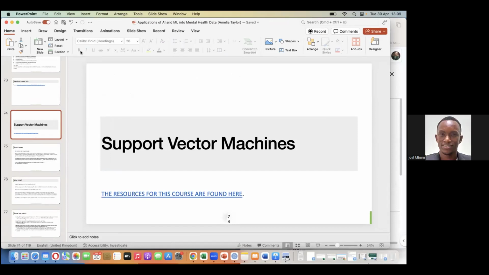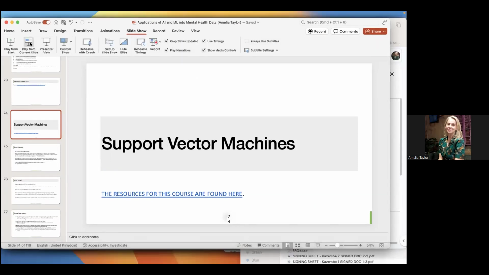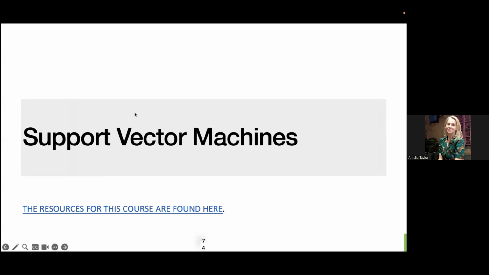Yes. You can't see the screen? Sorry? Somebody is saying they can't see the screen? No, right. We can see the screen. You can see the screen, okay.